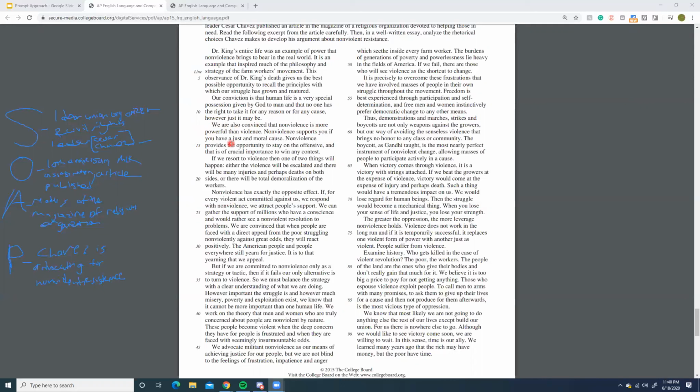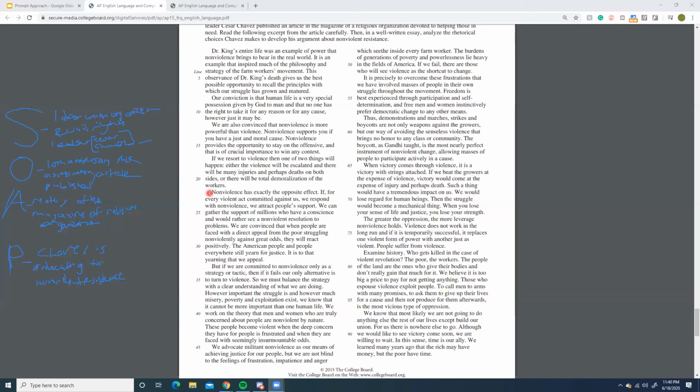Nonviolence supports you if you have a just and moral cause. Nonviolence provides the opportunity to stay on the offensive, and that is of crucial importance to win any contest. If we resort to violence, then one of two things will happen. Either the violence will be escalated and there will be many injuries and perhaps deaths on both sides, or there will be total demoralization of the workers. Nonviolence has exactly the opposite effect. If for every violent act committed against us, we respond with nonviolence, we attract people's support.